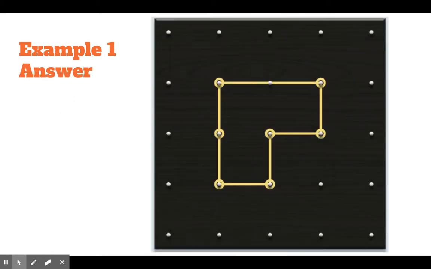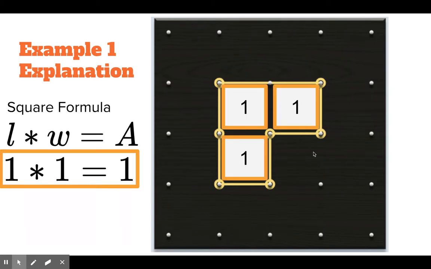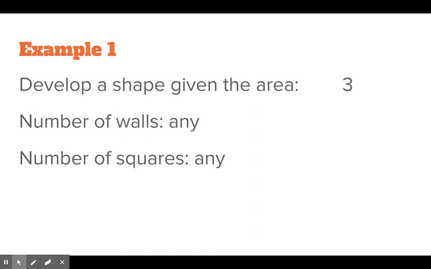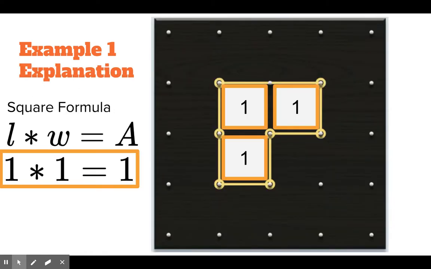Yes, this is all one shape, but you could break it down into 3 separate squares, just like this. As you can see, I've got 3 squares in here all having the area of 1. I used any number of walls I wanted again, and any number of squares. I only used 3 though. I got 1 times 1 equals 1 from the formula, length times width equals area. For all of these 3 shapes, if I add them all together, that's an area of 3.